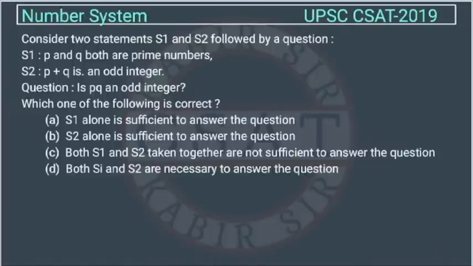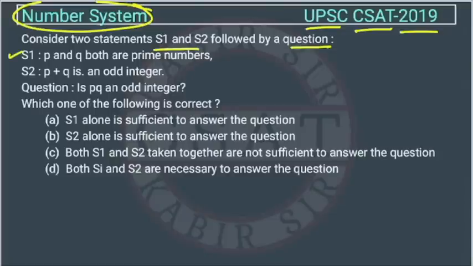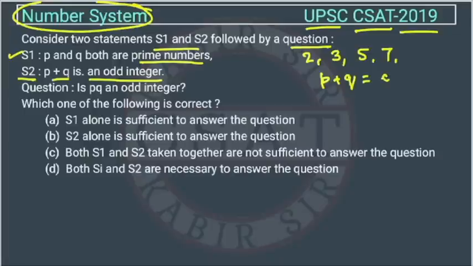This is a question from number system chapter asked by UPSC in CSAT exam of 2019. Consider two statements S1 and S2 followed by a question. S1, first statement, P and Q both are prime numbers. So they are, P and Q are prime numbers, right? So prime numbers are like 2, 3, 5, 7. Okay, now second statement, P plus Q is an odd integer. The addition of P plus Q is, we will get odd, right? So now the question is P Q is an odd integer.